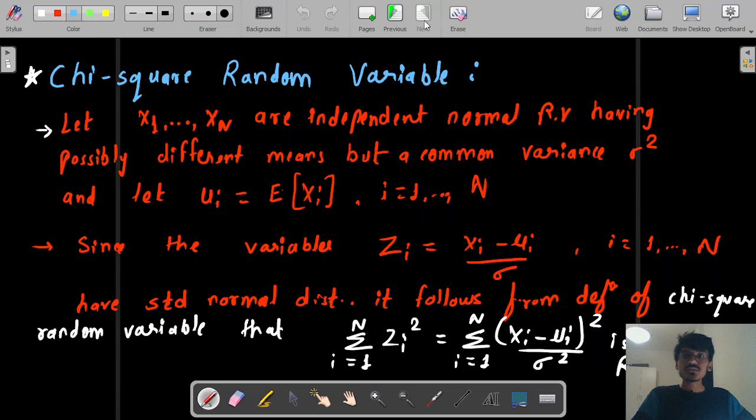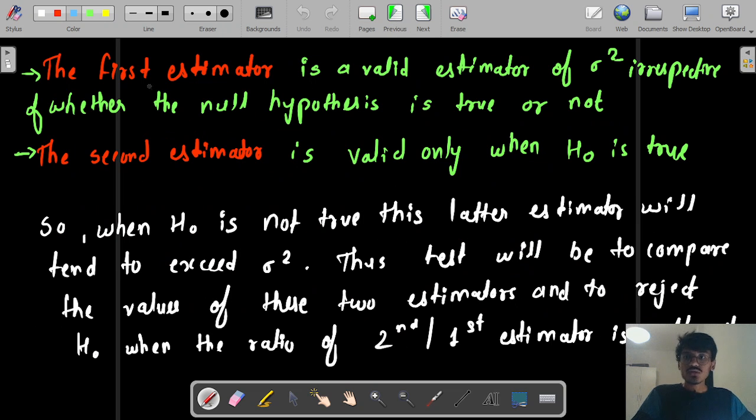So the first of the two estimators is a valid estimator of sigma square, irrespective of whether the null hypothesis is true or not, right? We'll derive how we get the first estimator and the second estimator. So the first estimator just says that it's the estimator of sigma square, that is our variance that we don't know, but we know that it's equal for all the populations. So irrespective of whether our H naught is true or not, we'll accept it as our valid estimator.